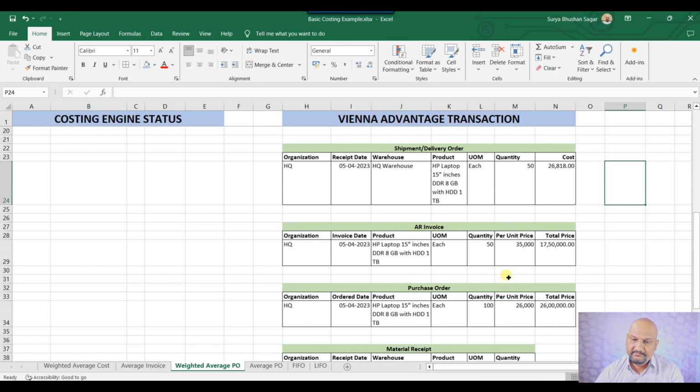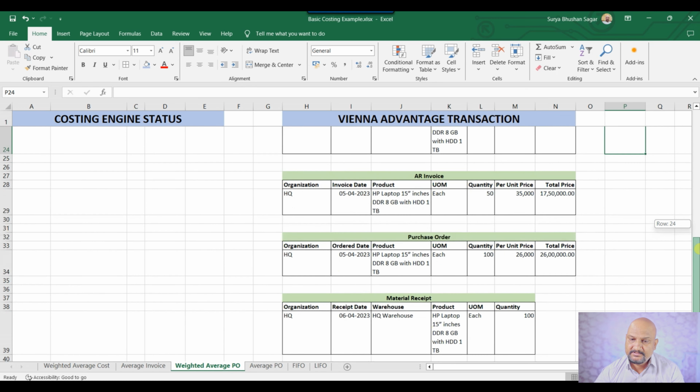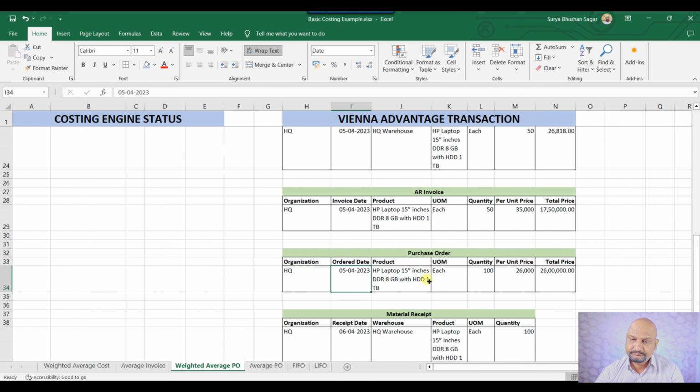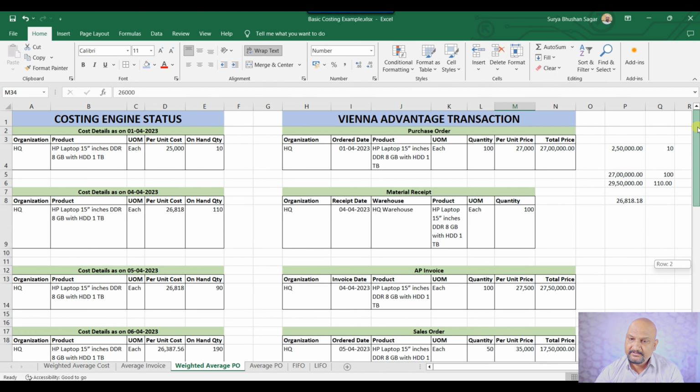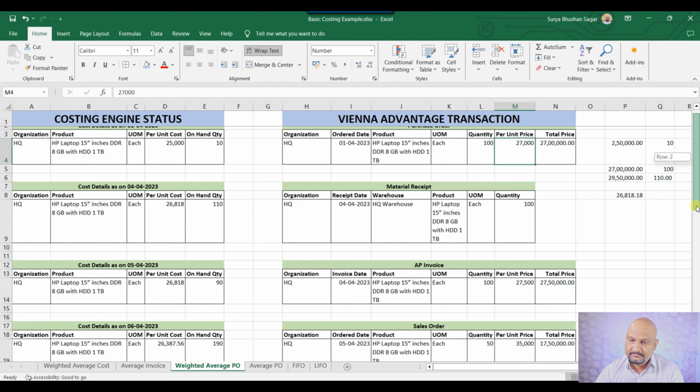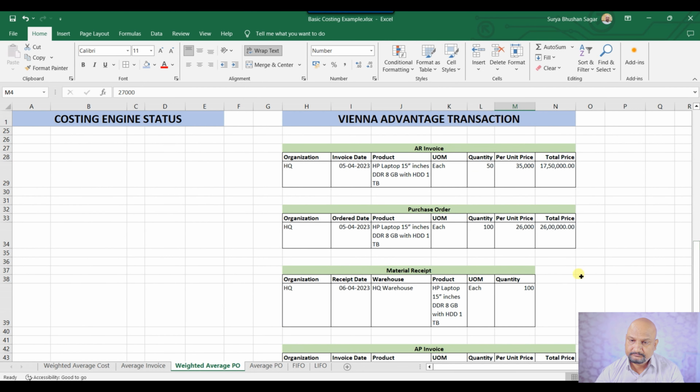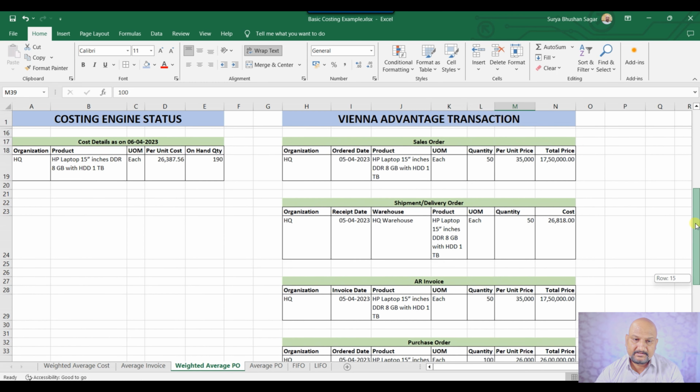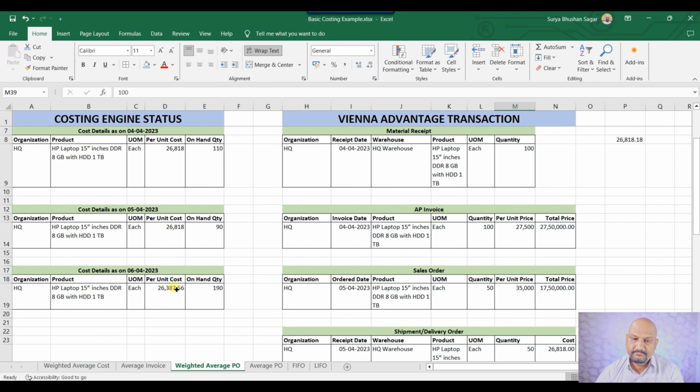Thereafter, we have the AR invoice. And thereafter, again, I did a purchase. I raised a purchase order with a value of 26,000, whereas previously we raised it with 27,000. On 6th of April, I received 100 quantities. As soon as I receive these 100 quantities, my status becomes 26,387.56 for 190 quantities. Now, how does this get calculated?